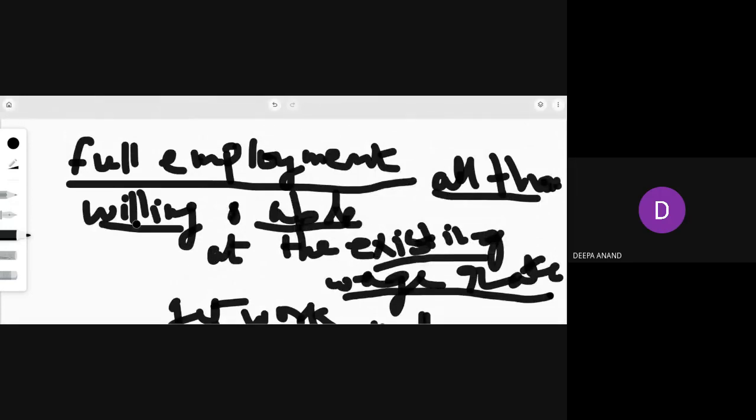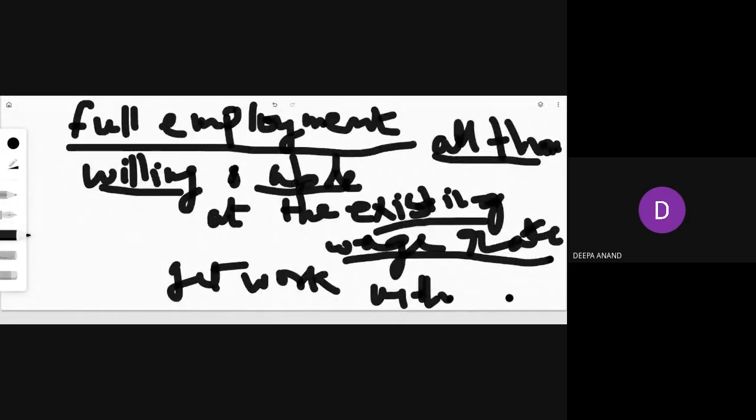Here, what you have to understand is that when all those willing and able to work at the existing wage rate get work without any undue difficulty, it is known as full employment. This is known as no unemployment. In this case, demand for labor is equal to the supply of labor.